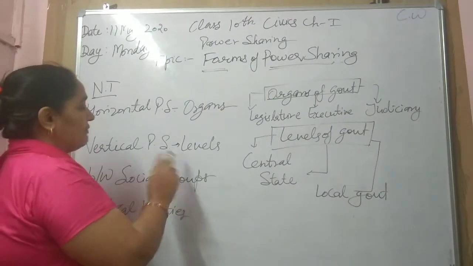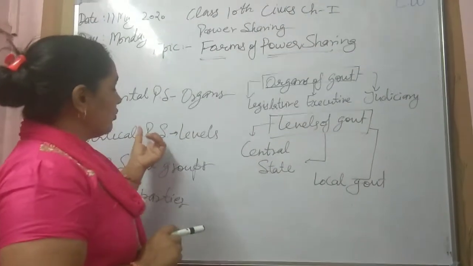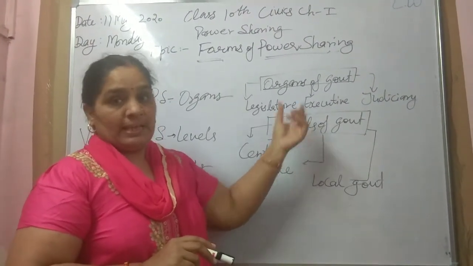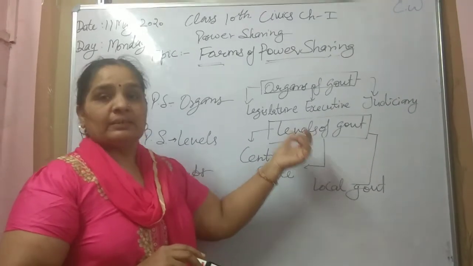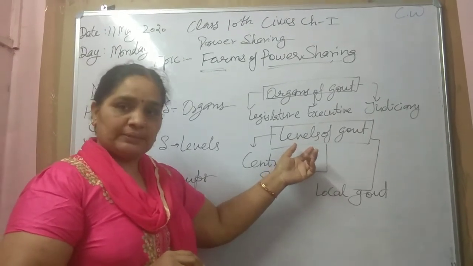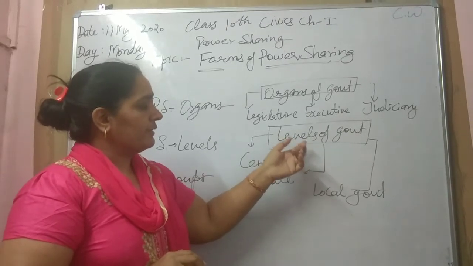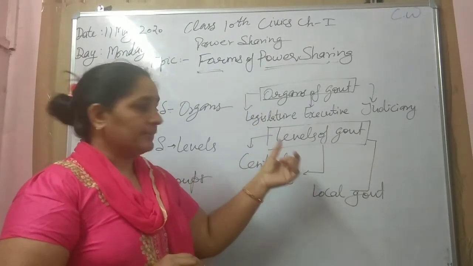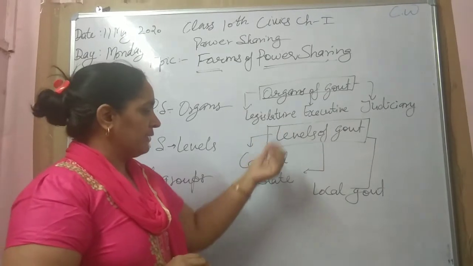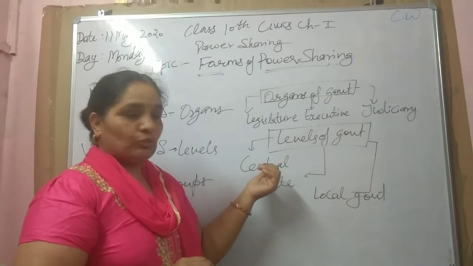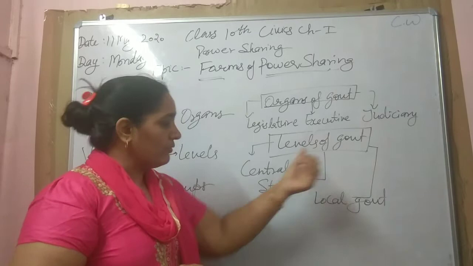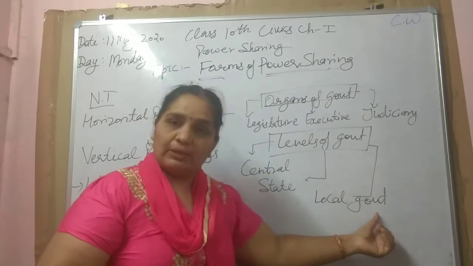Next, vertical division of power sharing. Power can be shared among different levels of the government. Levels of government means it is not possible to control the whole country from a particular place. So the power can be shared among the central, state and local bodies. Most of the important issues and subjects can be handed over to the central government, those subjects related to the states can be under the control of the state governments, and some local issues can be handed over to the local government.